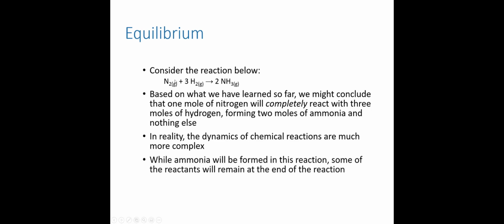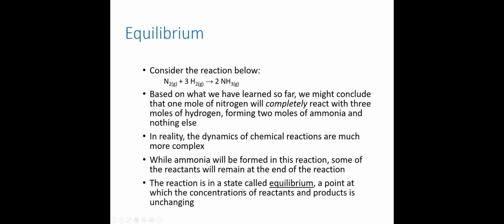What will happen is when you add the nitrogen and the hydrogen together, they will form ammonia, and then the reaction will start to slow down, and then at one point it will appear to stop. You'll still have nitrogen, you'll still have hydrogen, and you will have made some ammonia. And it seems to have stopped. In reality, the reaction hasn't stopped. What's going on is you are forming ammonia at the same rate that the ammonia is breaking down and giving you back your reactants. What we are said to be at is a state of equilibrium.